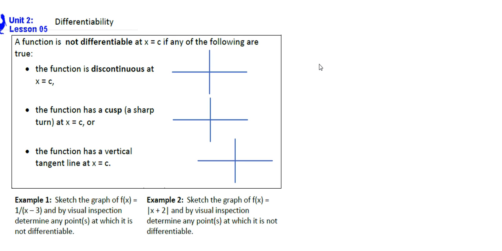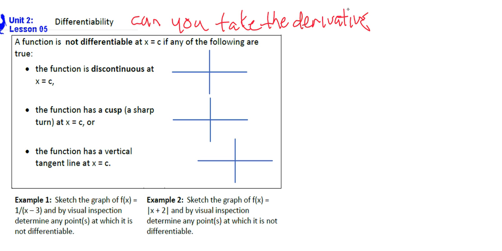Lesson number 5 in chapter 2 is about differentiability, and it's just a way of asking the question, can you take the derivative? We're going to look at a few cases where you cannot take the derivative, and below here are 3 things that are true. A function is not differentiable, or you cannot take the derivative, under the 3 cases.